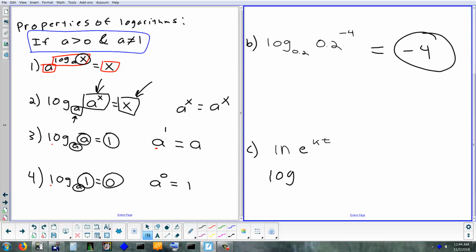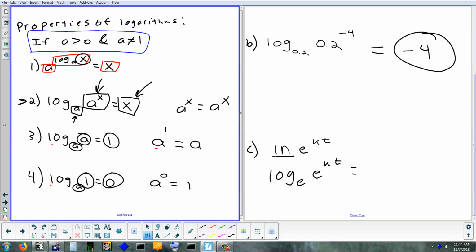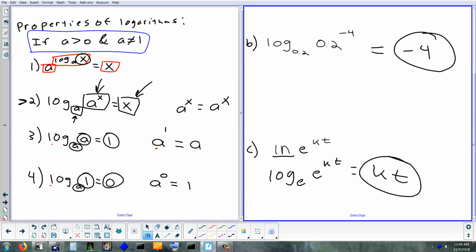Log base e. What I just wrote can take the place of what I just underlined. Now write down everything else. E to the kt. Now it's more obvious that it's property 2. So what would the answer be? X equals kt, whatever k times t is. Okay, I didn't give an example of properties 3 or 4, but any questions on those? Just look for that pattern.